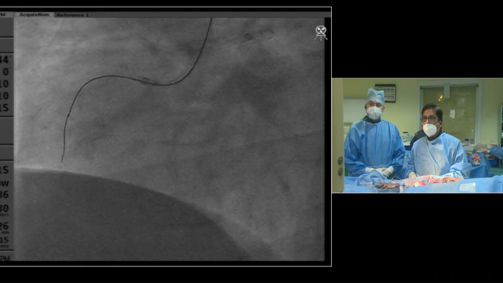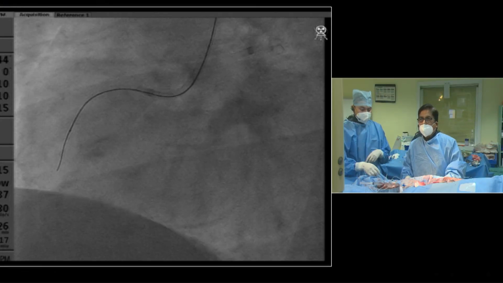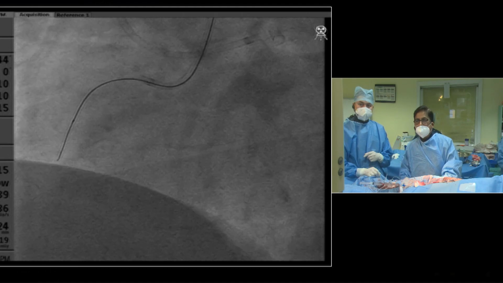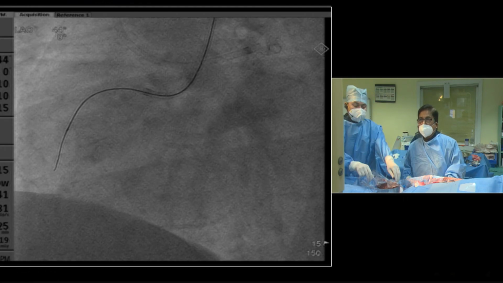He is actually crossed nicely. Can you just show the angiogram? Left injection, please.